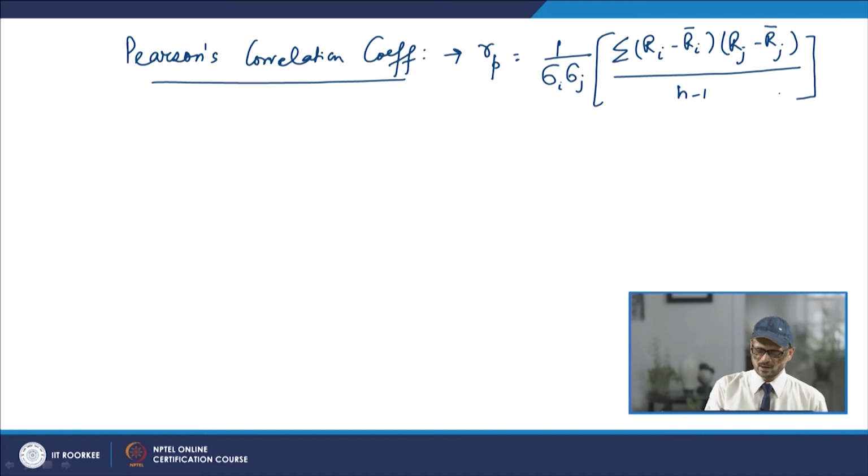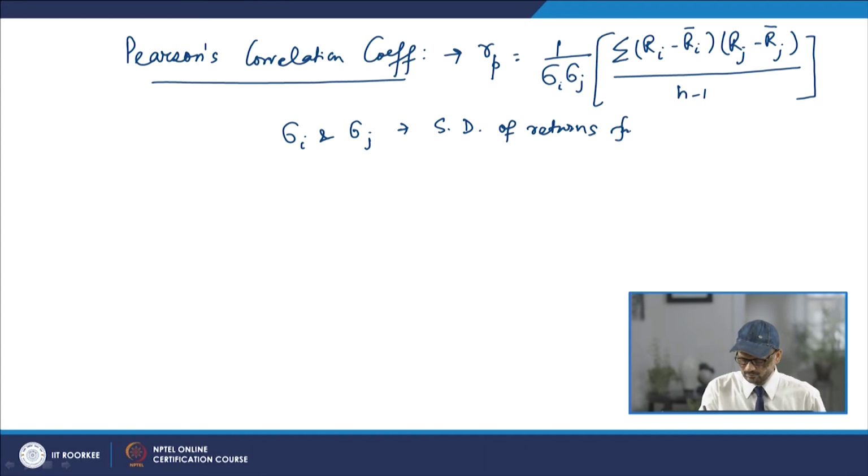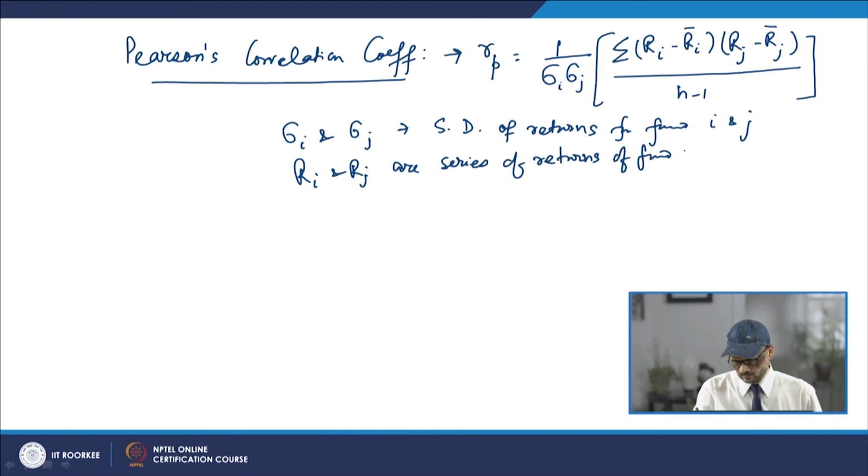In this case, sigma i and sigma j are the standard deviations of the returns for fund i and j, and Ri and Rj are the return values. So Ri and Rj are a series of returns of fund i and j, and apart from that, n is the number of return periods.